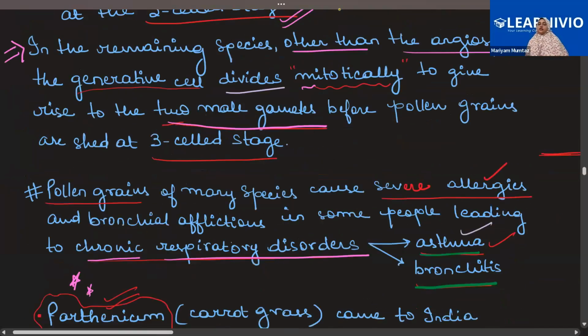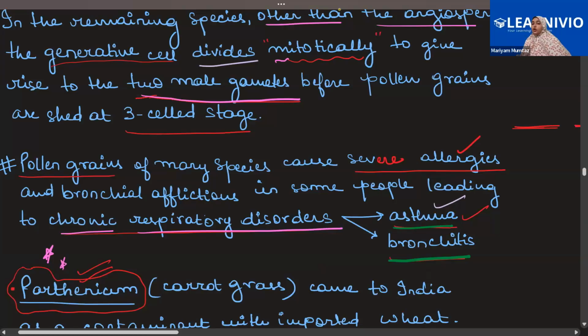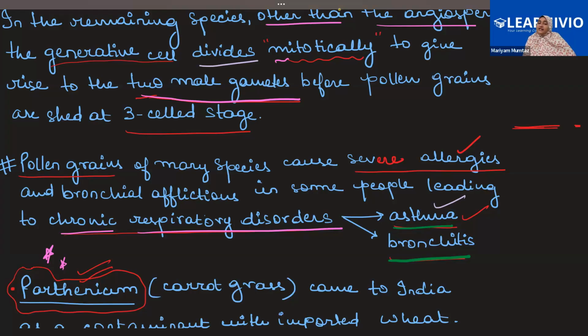Now, the pollen grains of many species cause allergy. Have you ever seen a person who, if you give them flowers, starts sneezing? So they have an allergy to pollen grains. That is why they start sneezing. And in some people, it can cause severe, very serious allergy. And also bronchial afflictions, meaning difficulty in breathing, mainly for those people that have respiratory disorders like asthma, bronchitis. So they will be very troubled by the pollen. Clear?